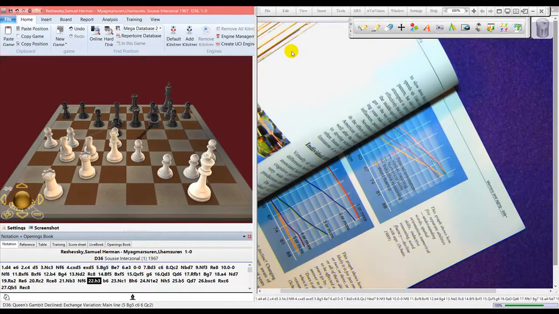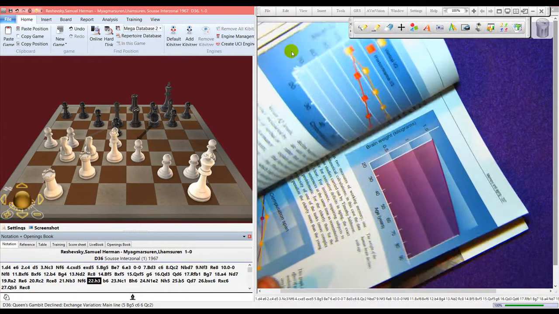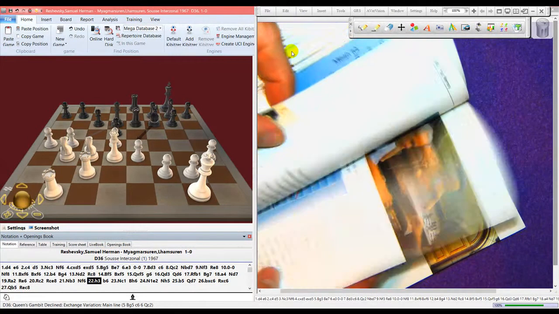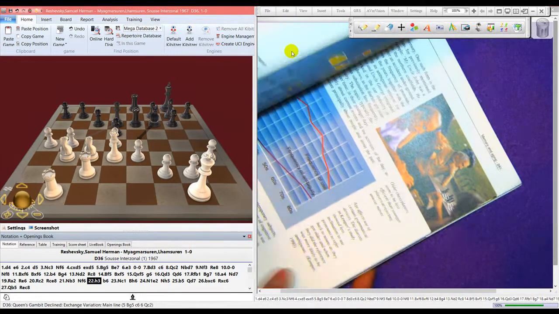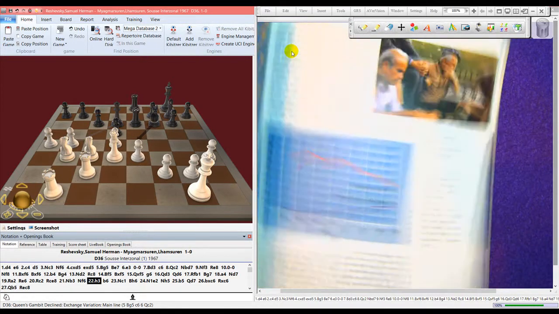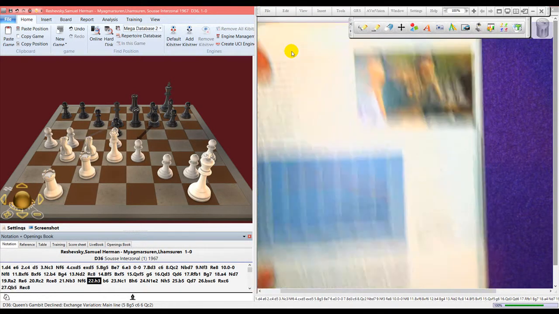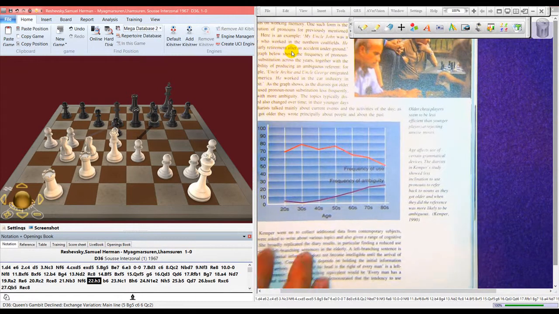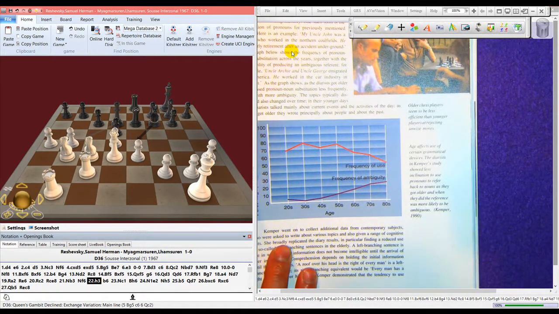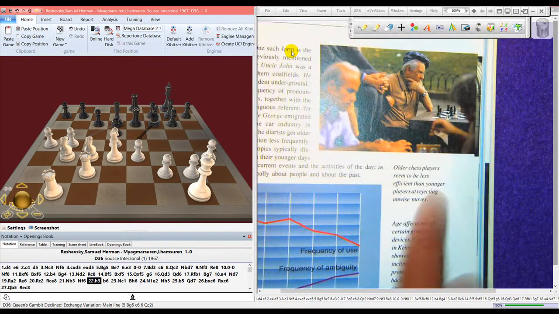Older chess players seem to be less. Yeah, seem to be less. That's the part I wanted you guys to get, not to miss out on. And then that one was the Yasser Seirawan Winning Strategies book, and I had it all set. Take a look at some of these others that we have.